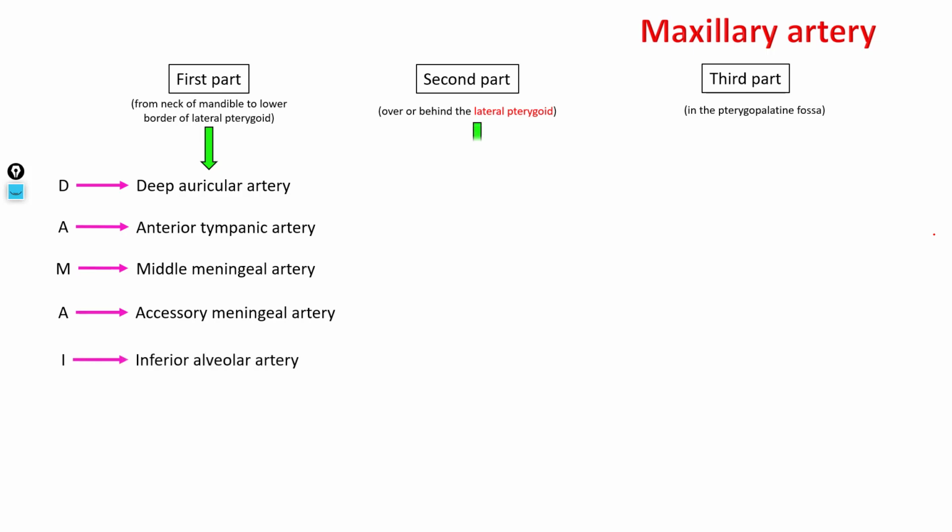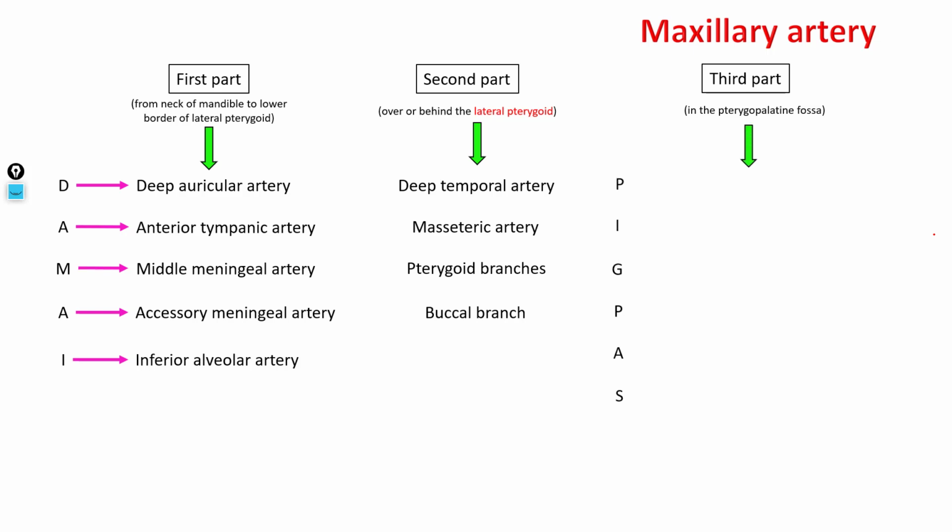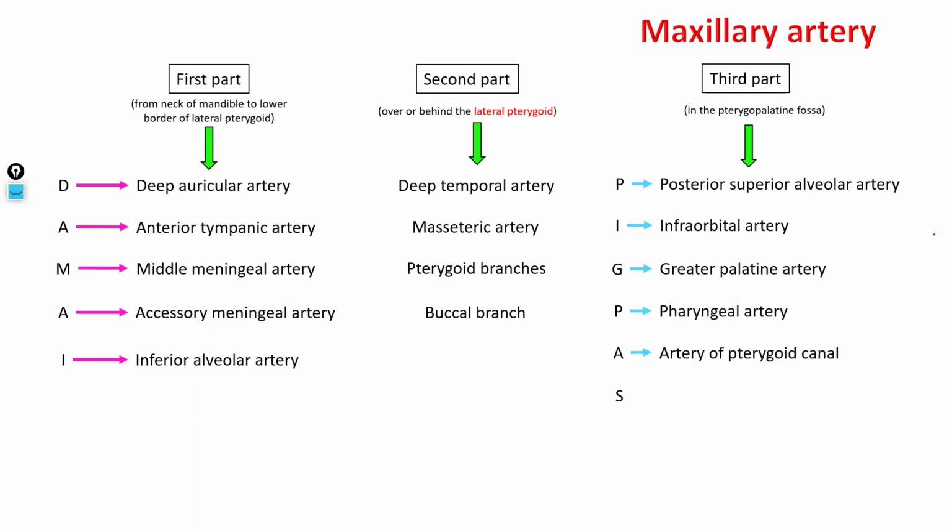Branches from the second part correspond to the branches of the anterior division of the mandibular nerve, that is the motor branches plus one sensory branch. So motor branches: deep temporal artery, masseteric artery, pterygoid branches to lateral and medial pterygoid, and the sensory one accompanying the buccal nerve, that is the buccal branch or buccal artery. The third part within the pterygopalatine fossa gives 6 branches: PIGPAS: posterior superior alveolar artery, infraorbital artery, greater palatine artery, pharyngeal artery, artery of pterygoid canal, and sphenopalatine artery.